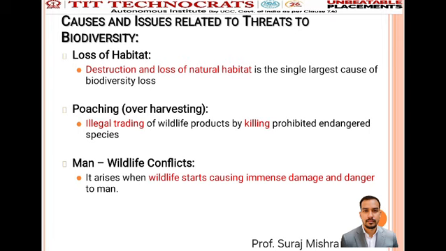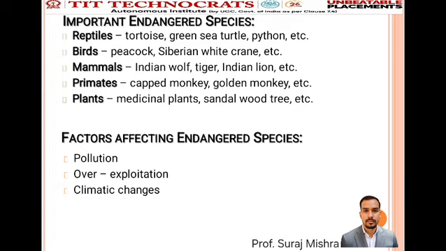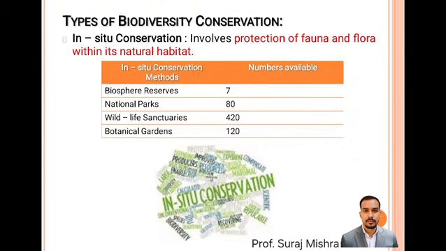Some endangered species of plants and animals which are on the verge of extinction are listed here. Example: tortoise, peacock, tiger, lion, and medicinal plants. This leads to the conclusion that biodiversity needs conservation to protect flora and fauna within its natural habitat. Here we have listed biosphere reserves and national parks and wildlife sanctuaries for conservation of biodiversity.